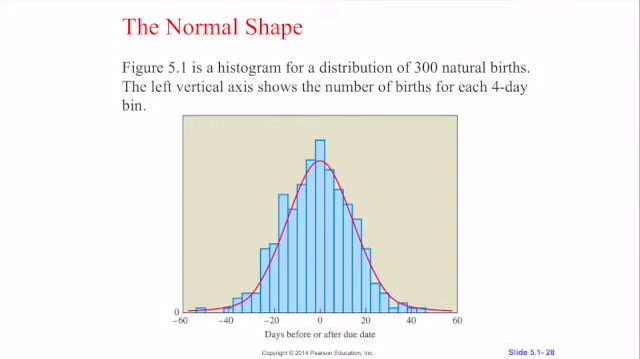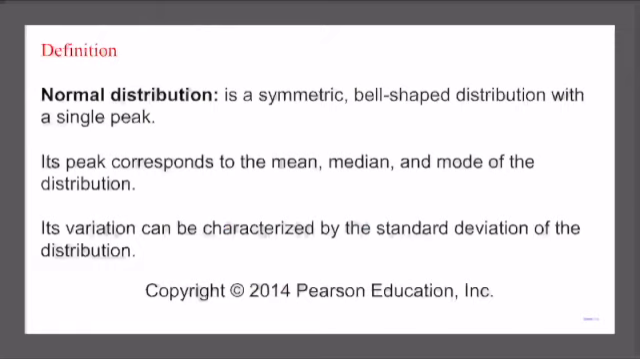The left axis shows the number of births for each day, and our x-axis shows the days before or after due date. And you can kind of see that this graph forms a normal shape. Things that occur naturally, their graphs will form a normal shape. This is also called the normal distribution. It is a symmetric bell-shaped distribution with a single peak.